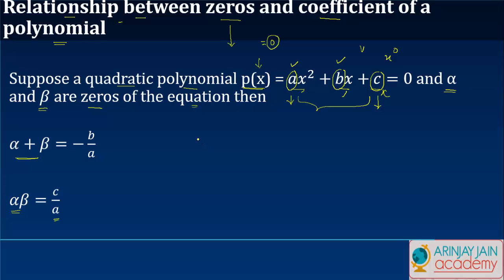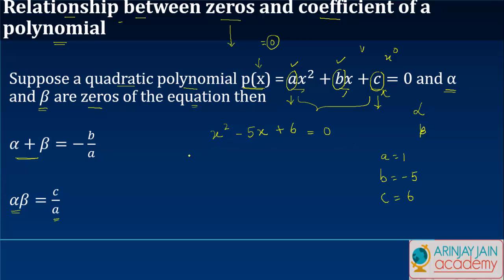Now let me do this by way of an example. So let's say I take x squared minus 5x plus 6 is equal to 0. Let me find out what are the alpha and beta, or basically the zeros of this polynomial. We know that if this is compared with ax squared plus bx plus c, the value of a is equal to 1, b is equal to minus 5 and c is equal to 6.